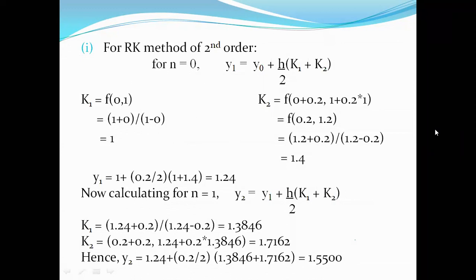Now, in order to find Y2, we have to consider N as 1. So Y2 is equal to Y1 plus H by 2 into (K1 plus K2). Now, in order to find K1, we are solving it using the similar formula. So we are getting K1 as 1.3846 and K2 as 1.7162. Fine. So putting the respective values in the formula, we are getting Y2 as 1.5500.